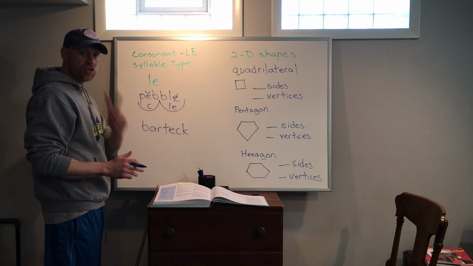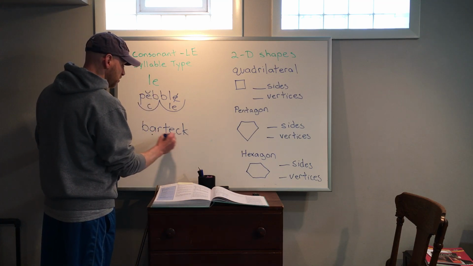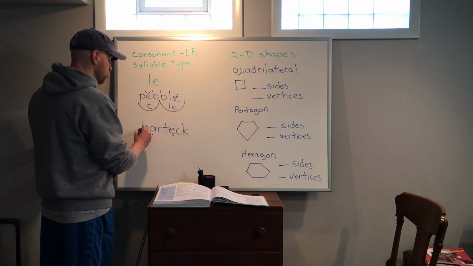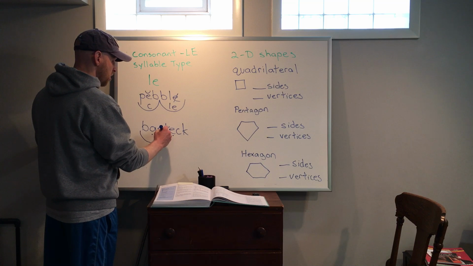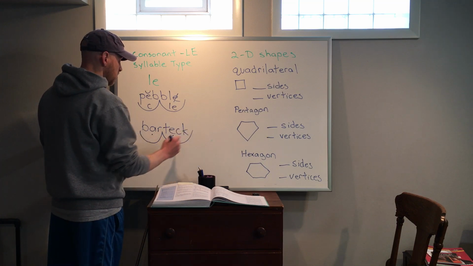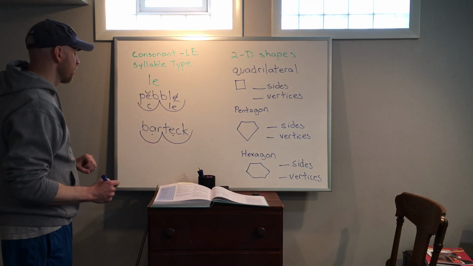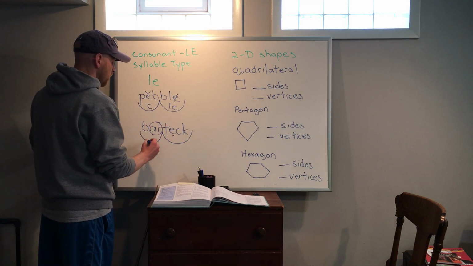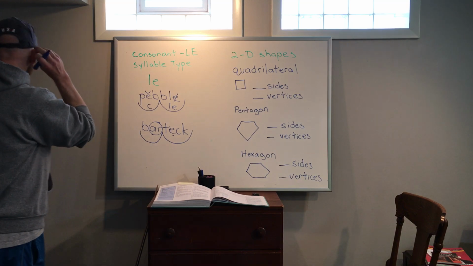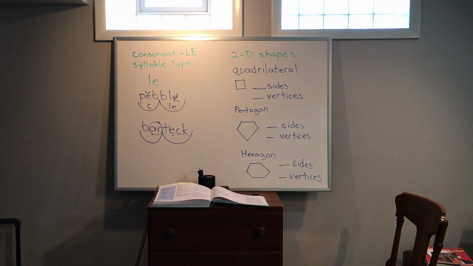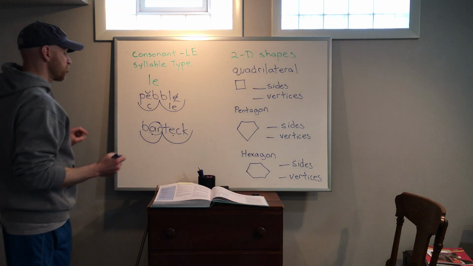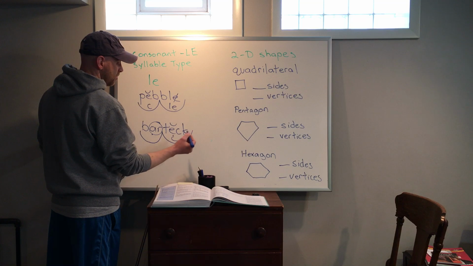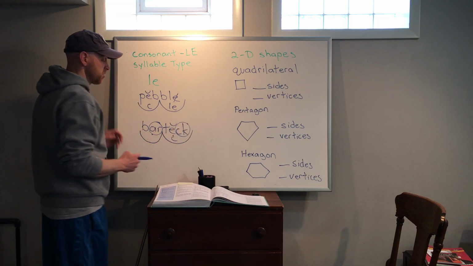Bartek. We have two syllables, we have two vowels. Here's one, here's the other one. We know we have two syllables, so we'll split it between the consonants. Bartek. We have that R-controlled vowel, so we'll circle it. And then for our short vowel, we give it a breve, it's closed. We have our CK, bartek.